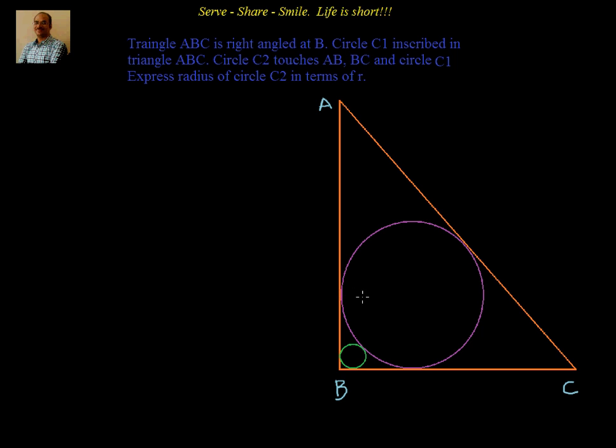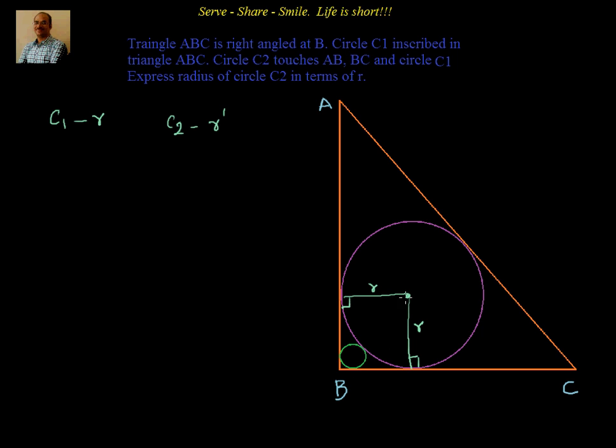So let me just do that. We'll try to draw a straight line. So that's the center, and we know this angle is 90 degrees and also this angle is 90 degrees. So we have a square and we know this radius is equal to R. This is also R. Now what we want is to express the radius of circle C2. Let us say circle C1 radius is R, circle C2 radius is R dash. So we have to find out R dash in terms of R.